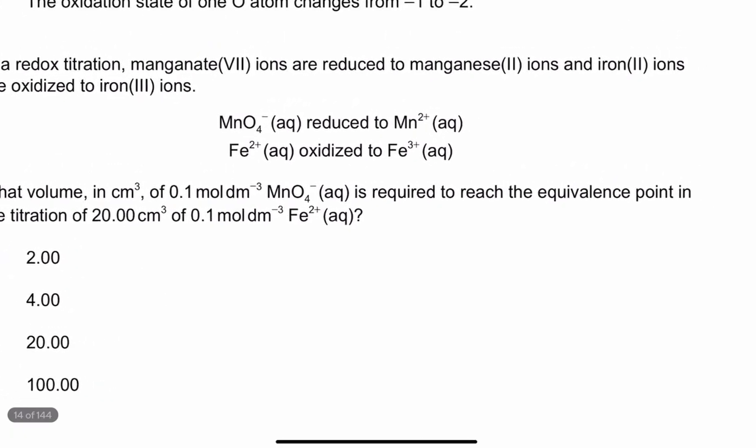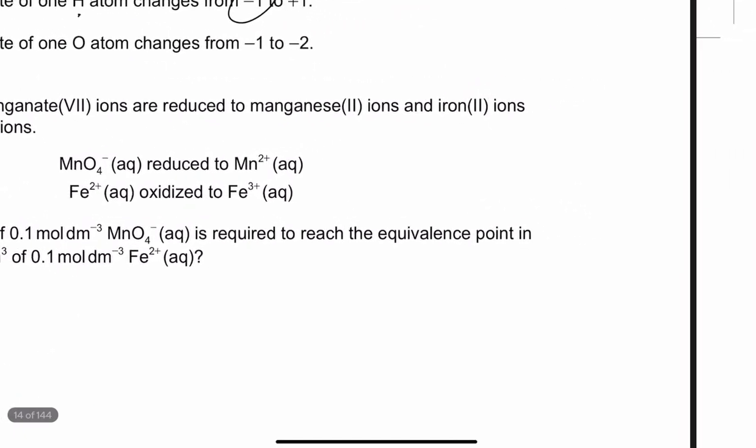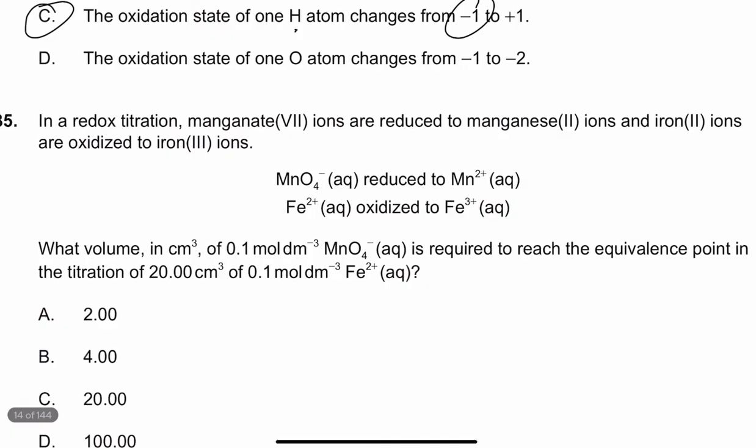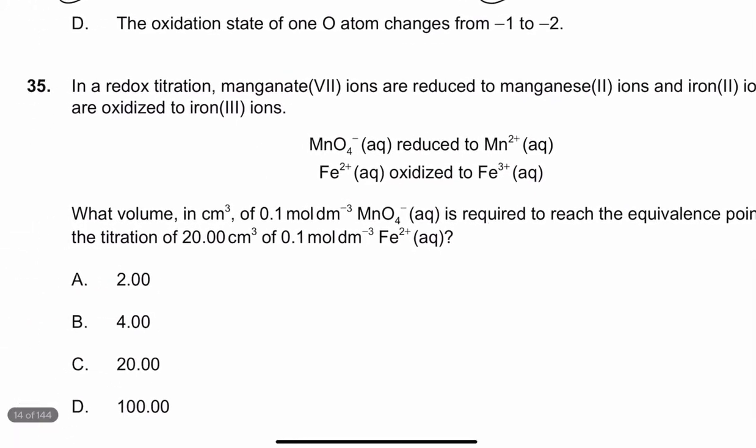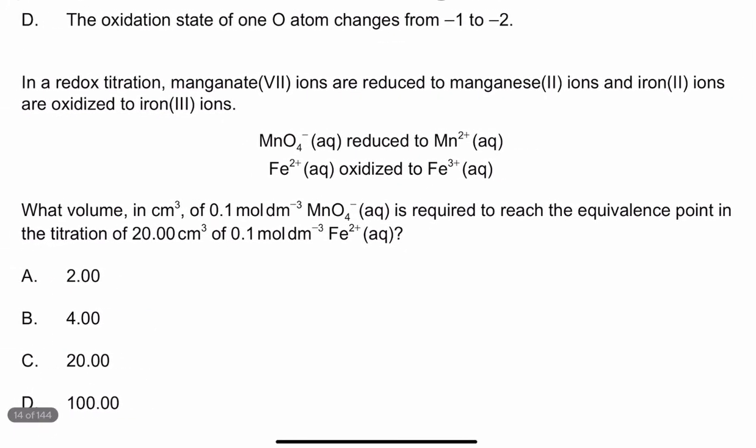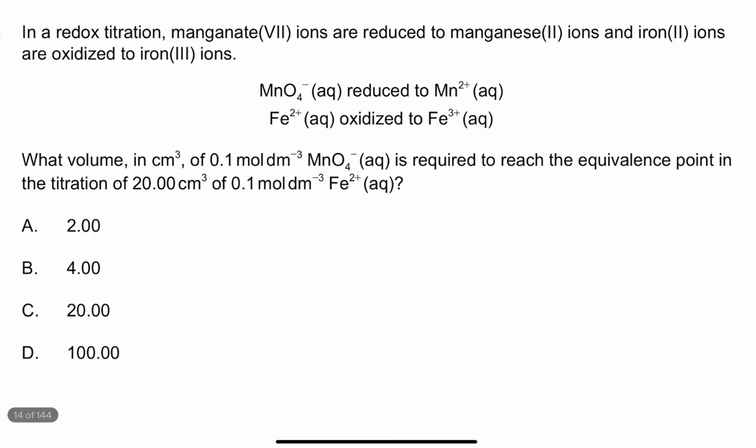Okay, in a redox titration, manganate ions are reduced to manganese ions, and iron 2 ions are oxidized to iron 3 ions. Okay, iron 2 to iron 3, sure. What volume in cm cubed of 0.1 mol per dm cubed MnO4 minus is required to reach the equivalence point in the titration of 20 cm cubed of 0.1 mol per dm cubed Fe2 plus?